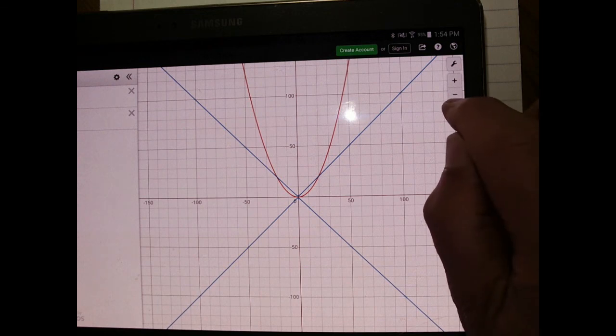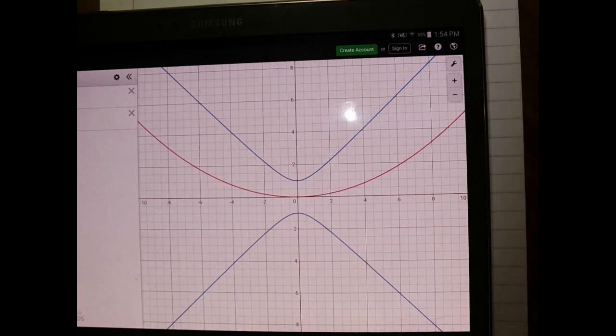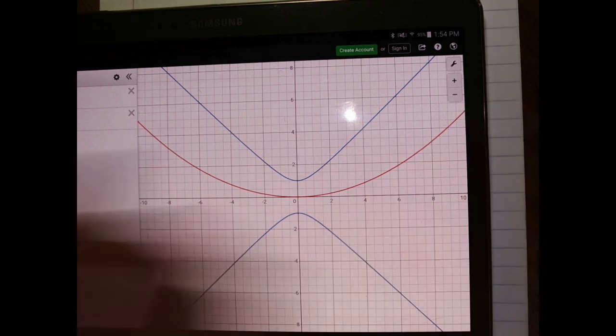If I go back to the home screen, the -10 to 10 scale on the axes, now I can see that both of these are curves, and there we go. That's it.